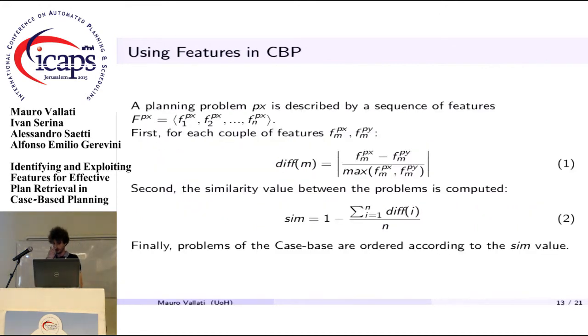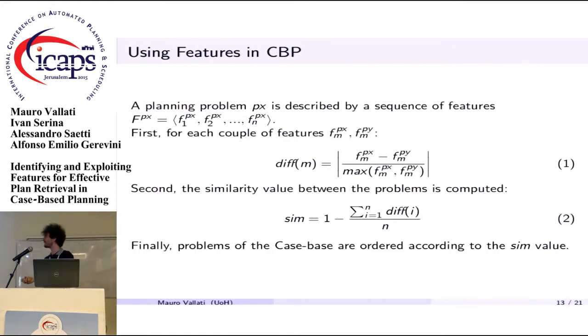Now, given this new set of features, how can you use them to evaluate the similarity of planning problems? Well, a planning problem is described by a sequence of features, and given 2 problems, so the target problem that you want to solve, and 1 problem from your case base that you are analyzing, you compare all the couples of features, and you evaluate their normalized difference. And then the similarity between the 2 problems is basically 1 minus the average of these differences.